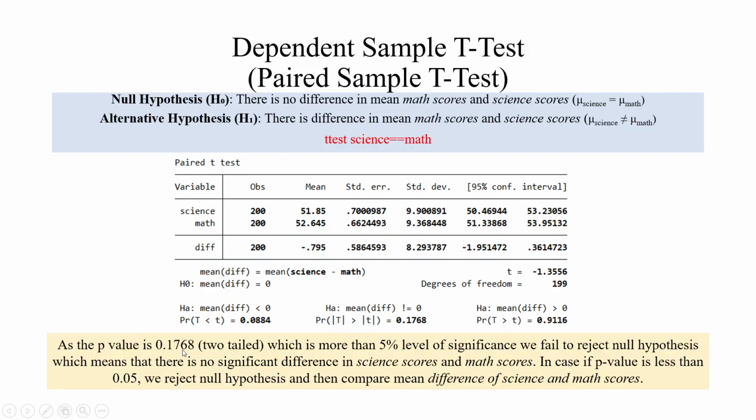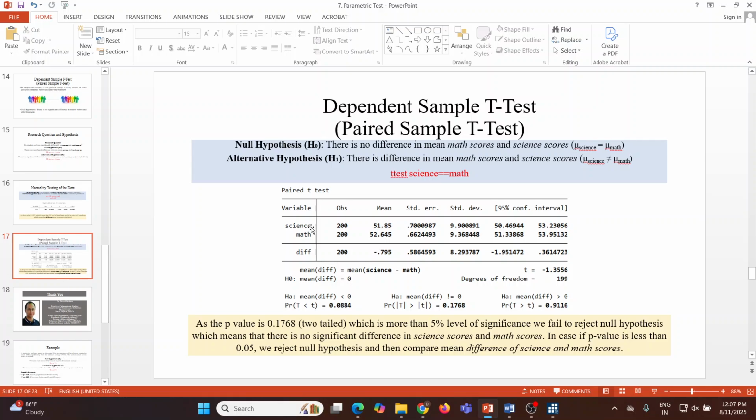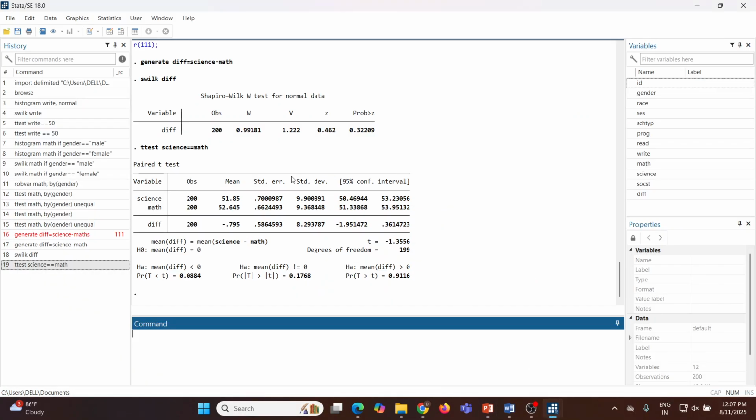Now let's do the interpretation. As the p-value is 0.168, two tail, which is more than 5% level of significance, we fail to reject the null hypothesis, which means that there is no significant difference in science scores and math scores. In case this p-value is less than 0.05, we reject the null, and then we compare the mean difference of science and math score. How much is this difference? Then we compare it.